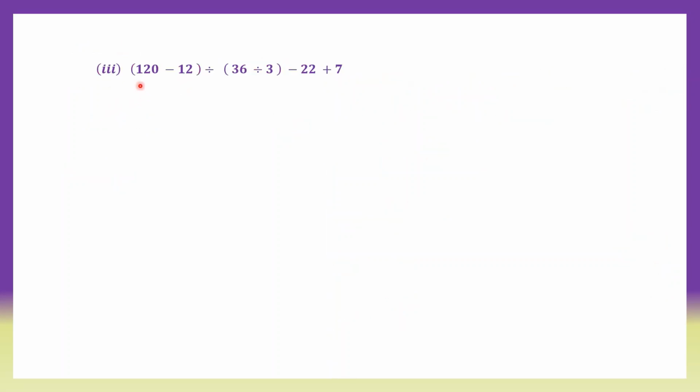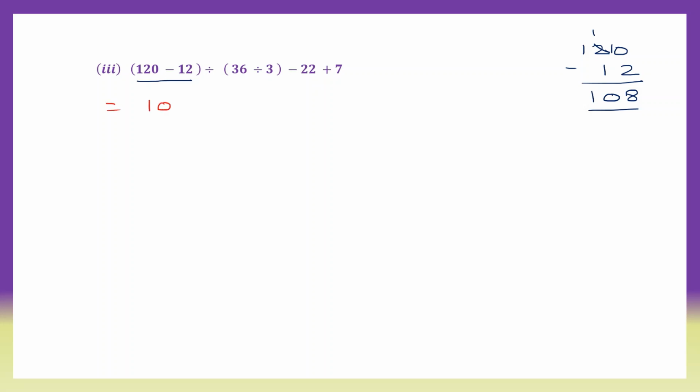Question 3. Here we have brackets. Once more we have brackets. So first let's remove the common brackets. So the first one, let's work out. So this is 120 minus 12. So 120 minus 12, let's do that. So here we borrow this 1. 10 minus 2 is 8. 1 minus 1 is 0. So here we have got 108.